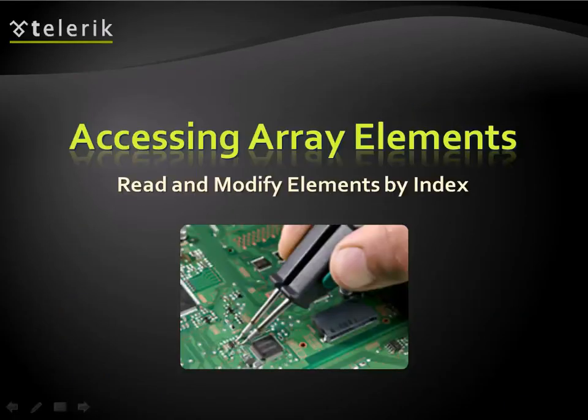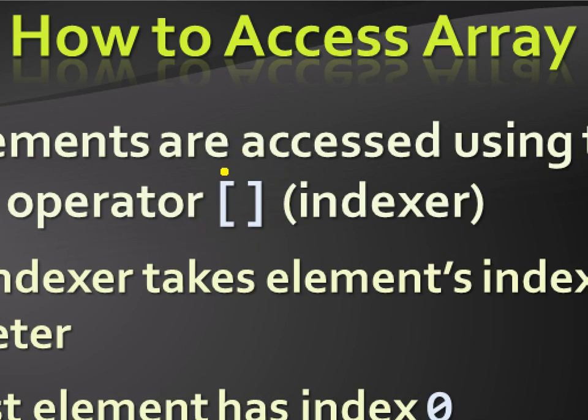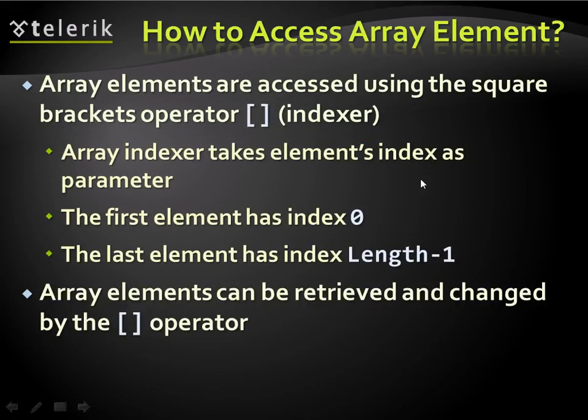Okay, let's go ahead and talk a little bit about accessing array elements: how to read, how to modify, and how to index these elements. Generally we use the so-called indexer, which is the square brackets operator. It's already defined for arrays. Arrays are accessed by index, not by name, and their indices start from 0 and have the largest value of length minus 1, which means that if we have 100 elements, the last will have index 99.